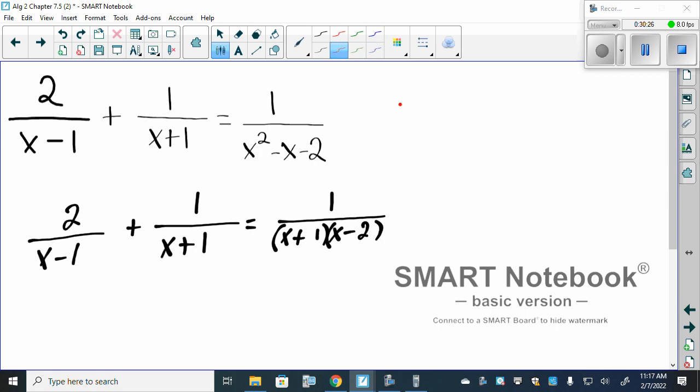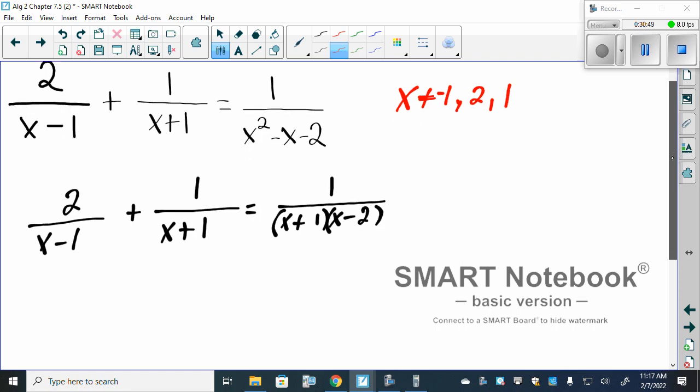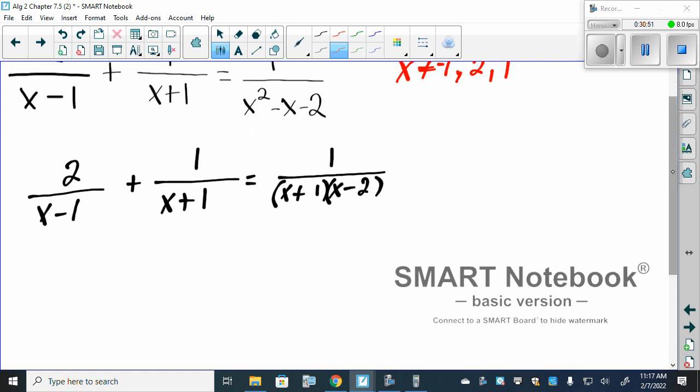Now, if we look at the restrictions, well, we could say x cannot be negative 1, 2, or 1, because any of those values would make one of the denominators be 0. So up to this point, really, has anything changed for this here? Well, no. What do we need to multiply everything by?